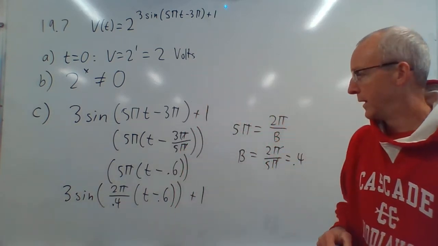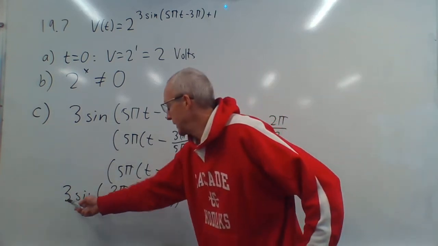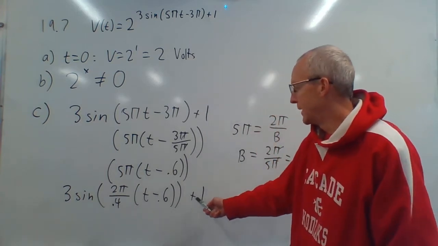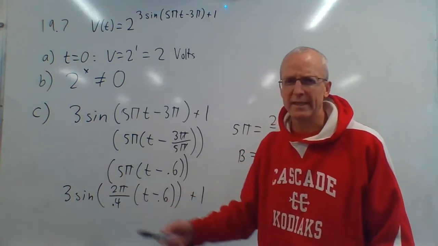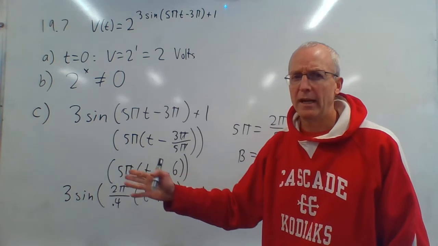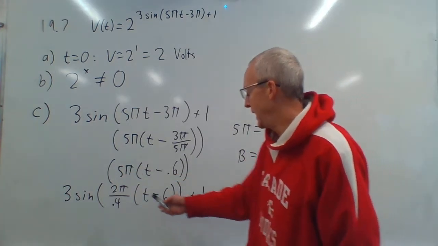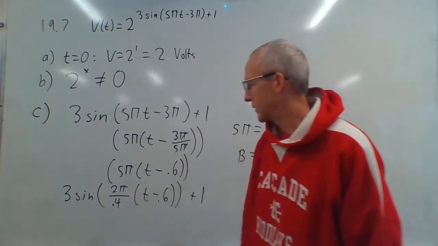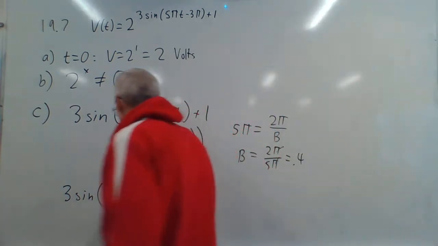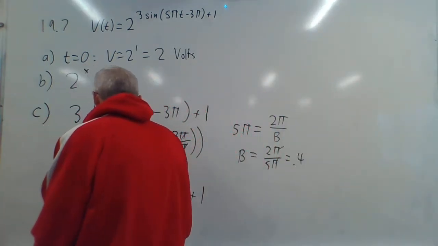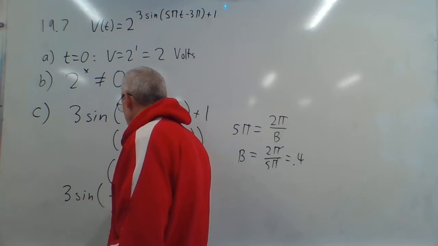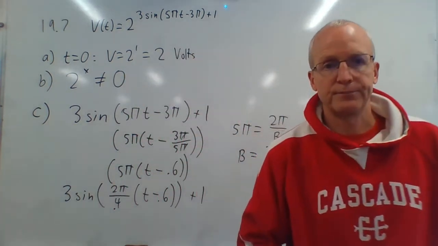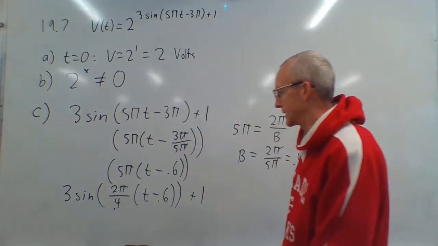So our wave has an amplitude of 3, it averages around 1, it's phase shifted at 0.6, it's 0.6 to the right from where it should be, and the period is 0.4, it goes back and forth every 0.4. Every 0.4 seconds it repeats itself. That's the period, that's how long the cycle is.